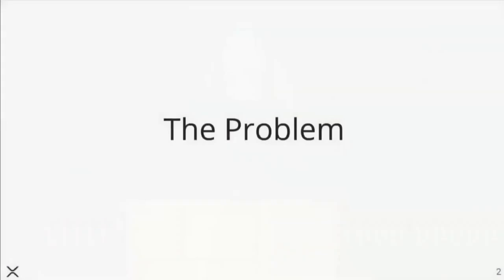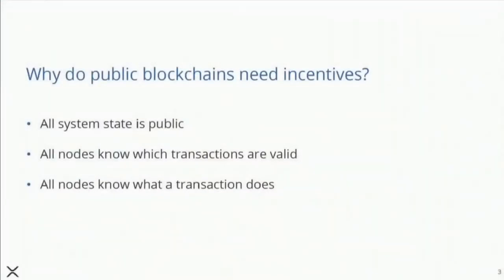So what is the problem? Why do we need incentives in blockchain systems? You might think that we don't need them, that everybody can just run some software and everything will just work. In particular, public blockchains have the characteristics that you see on the screen: system state is public, and every honest participant in the system knows which transactions are valid. They know the rules for determining whether a transaction is valid or not, and they know the rules for determining what a transaction does. So you might think, geez, isn't that enough? If we're going to agree on which transactions are valid, and we're going to agree on what transactions do, what do we need incentives for?